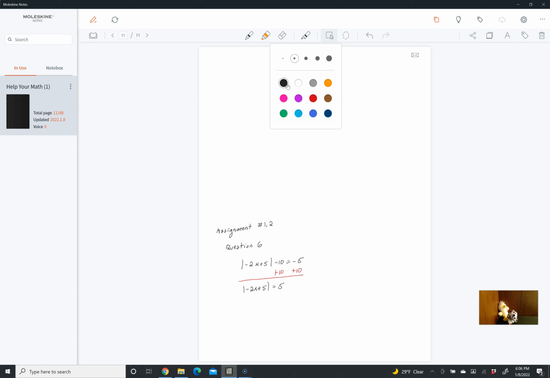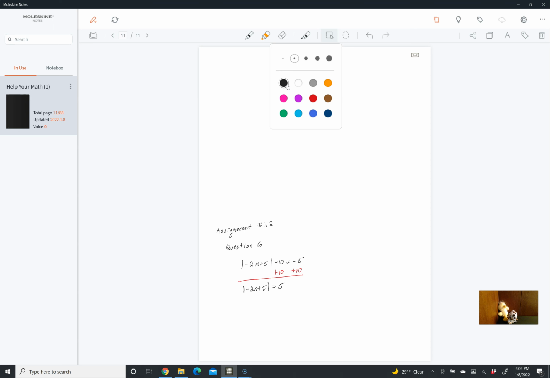Well, if the absolute value of negative 2x plus 5 is 5, what we're saying is what's inside the absolute value can either be a positive 5, because the absolute value of 5 is 5, or what's inside the absolute value can be a negative 5, because the absolute value of negative 5 is 5. So that means that we're setting up two equations.